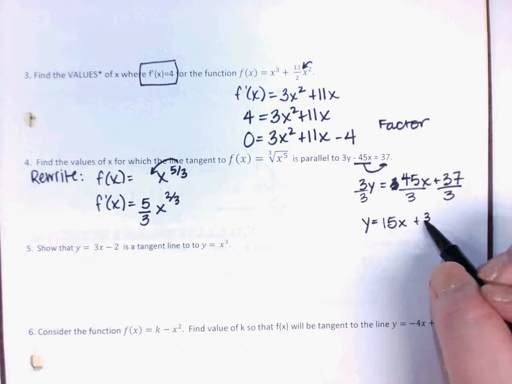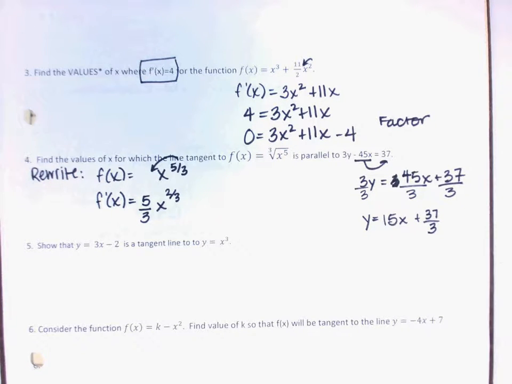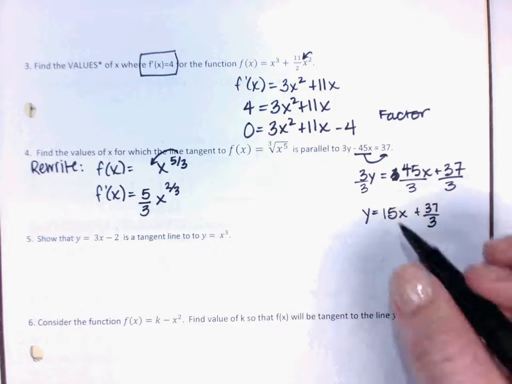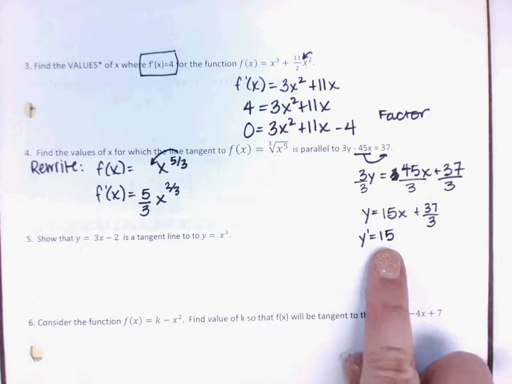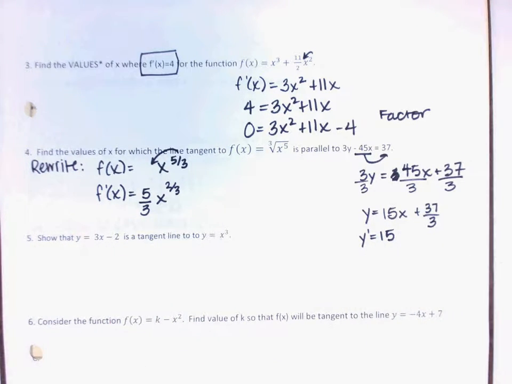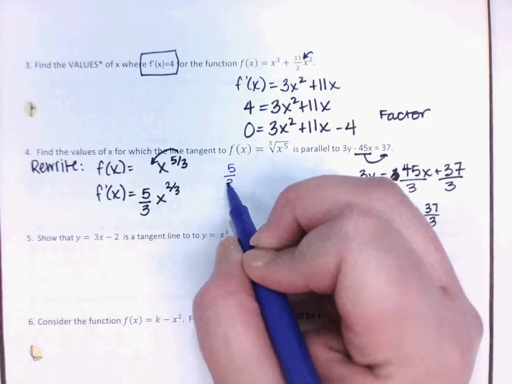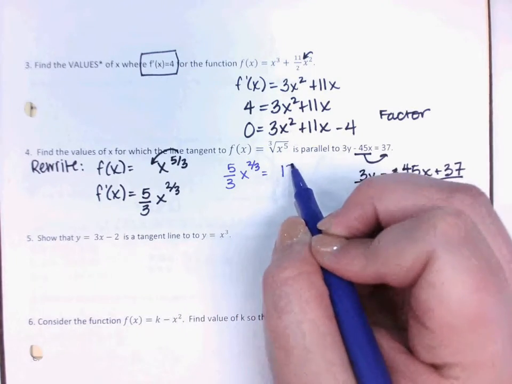Now, 37 over 3, I'm just going to leave it, because when I take the derivative, what's going to happen to that? It's going to go away anyway. Nobody cares. So, what's y prime? 15. Okay, so the slope of my line is 15. I want this to be parallel to it, so I'm setting them equal. Very good. So, I'm letting 5/3 x to the 2/3 be equal to 15.